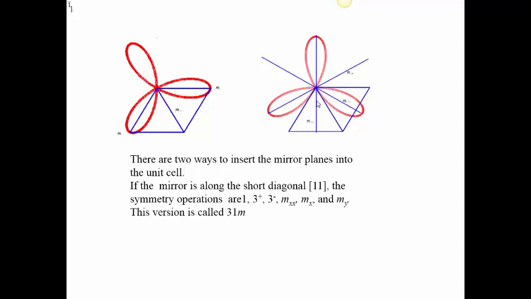So we can develop analytical expressions for the two different positions of the mirror. We actually give them two different names, 3-1M and 3M1. I don't require you to know that, but I do require you to know that there are two different operations. This occurs in point groups where the axes are 120 degrees apart.